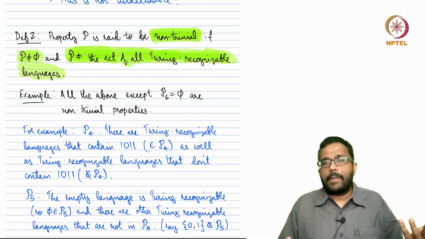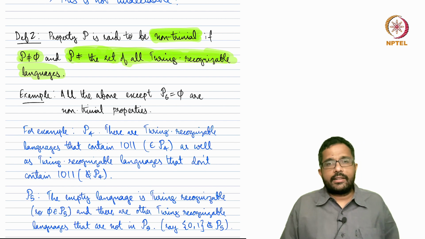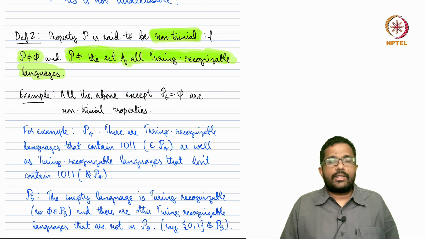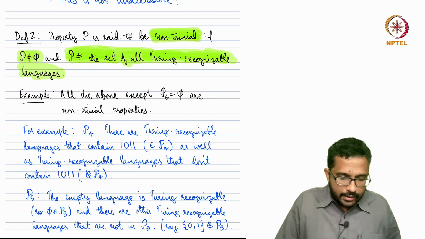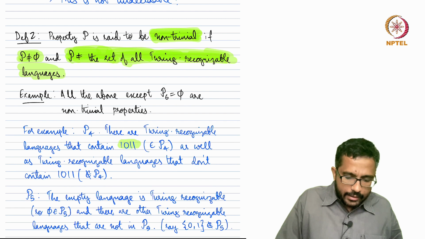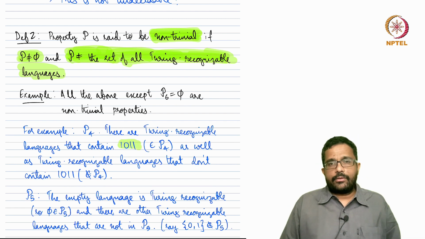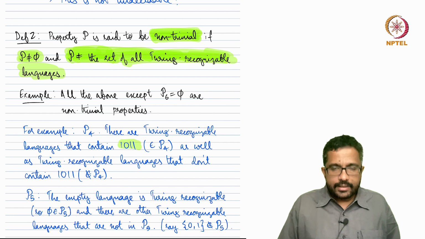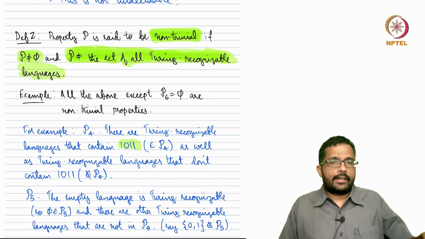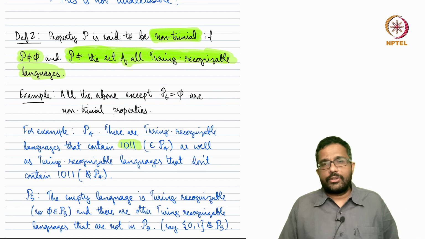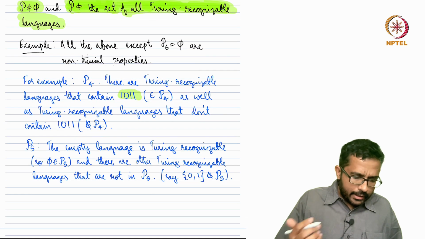It's a set of all palindromes. It does not contain 1011, but it is Turing recognizable, right? And the set of all strings that contain an odd number of ones that contains 1011. So that is a Turing recognizable language that satisfies P4, right? So P4 is non-trivial. There is a Turing recognizable language that contains 1011, and there is a Turing recognizable language that does not contain 1011.